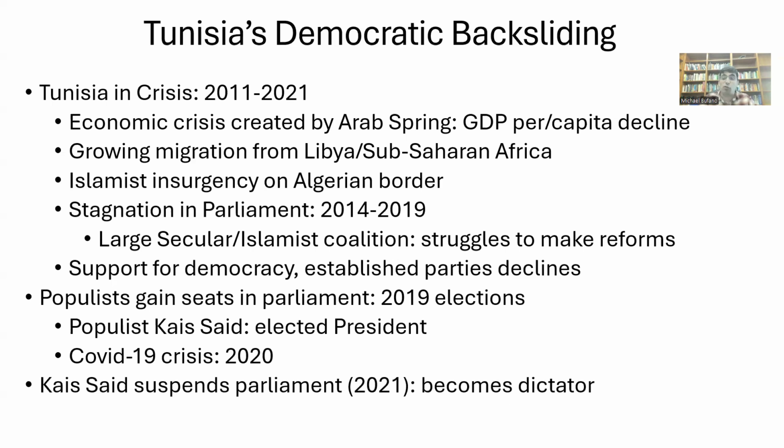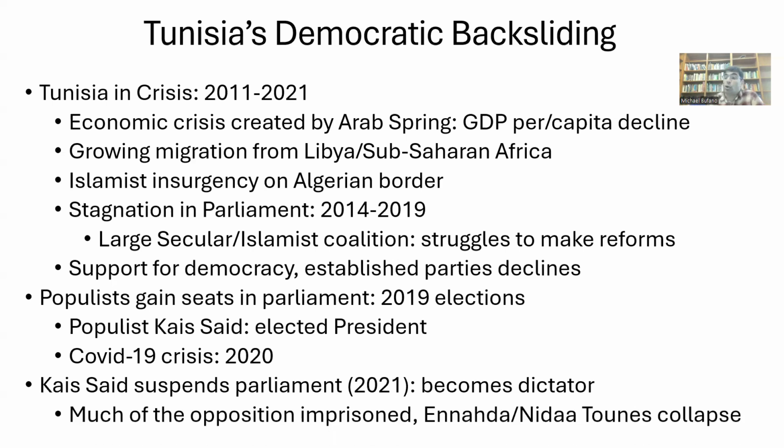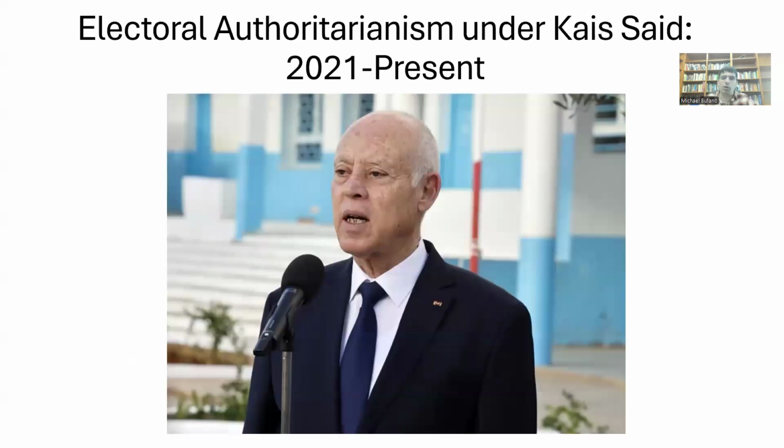So eventually, by August of 2021, and I was there for that, just like I was there in Egypt in 2013, Kais Saied suspended parliament, and he eventually shut down parliament. He disbanded the constitution. He created a new constitution, and he created an electoral authoritarian regime. In fact, members of Ennahda, including Rached Ghannouchi, were arrested. In the process of all of this, during 2014 to 2021, the liberal parties also collapsed. It just was an absolute disaster. And by 2021, the democracy is no more, and thus Kais Saied becomes the new dictator of this country.